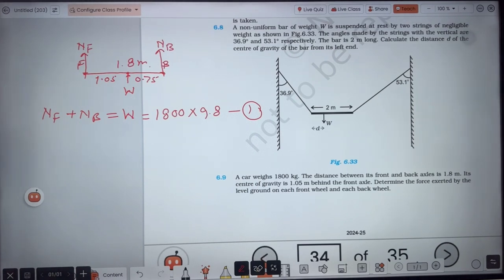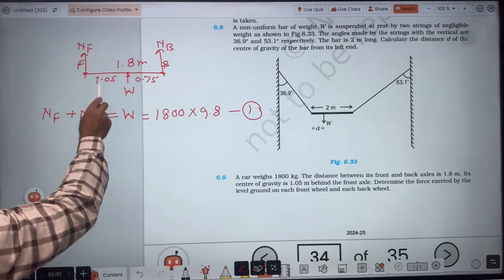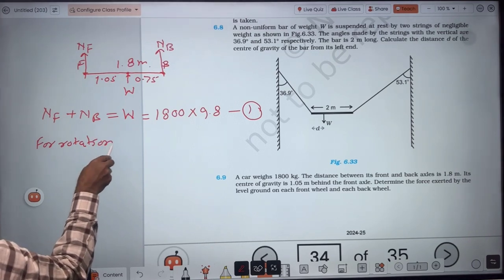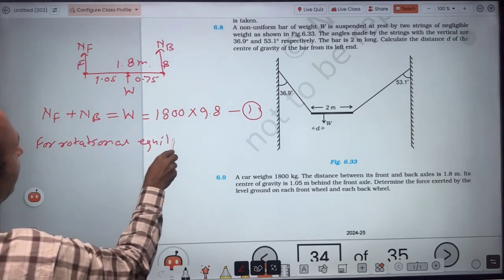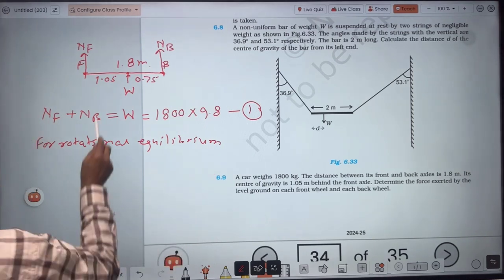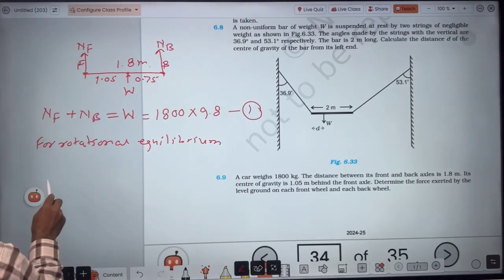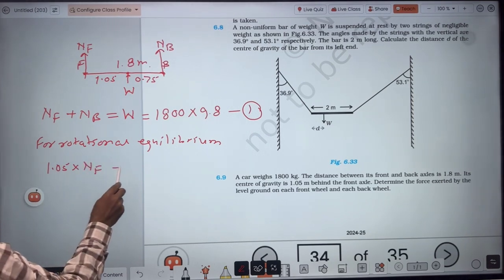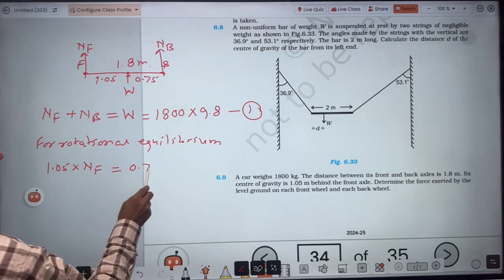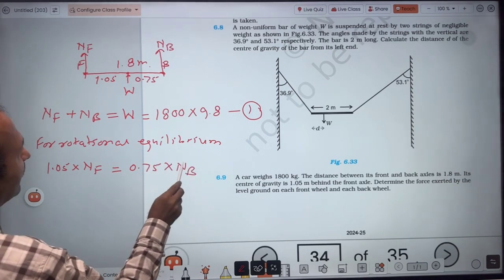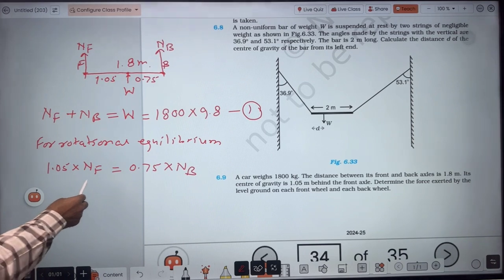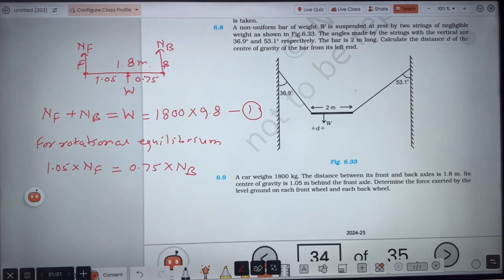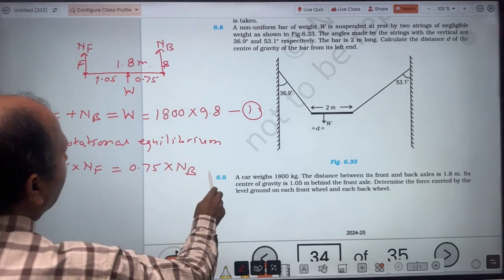Now let's consider rotational equilibrium. So for rotational equilibrium, we are going to take torque, so 1.05 into NF must be equal to 0.75 into NB. So here we can get the value of NF and then we can place it here to get NB. So just take 1 minute to evaluate it.